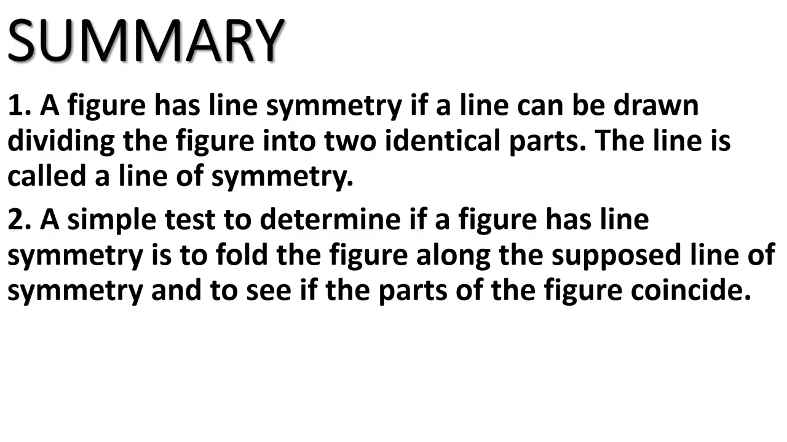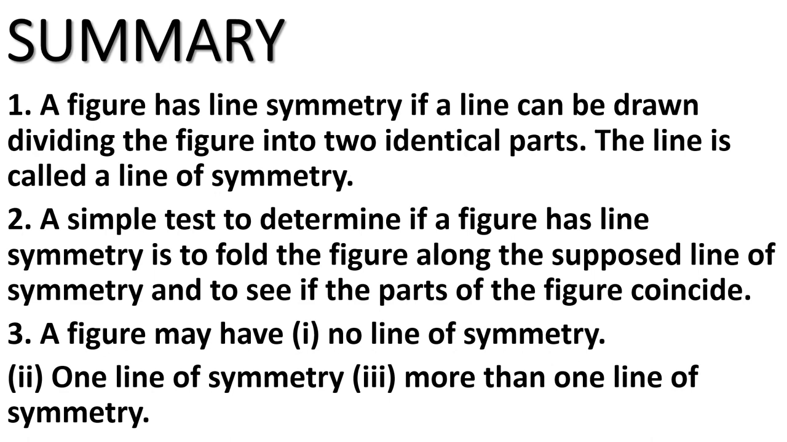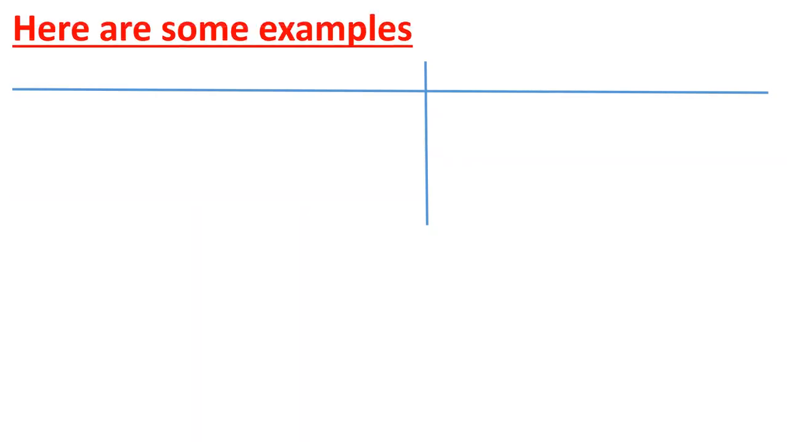Next is, a figure may have no line of symmetry, one line of symmetry, or more than one line of symmetry. It is not compulsory that every figure has one line of symmetry or two lines of symmetry. It depends on the figure. See, here are some examples of the number of lines of symmetry.